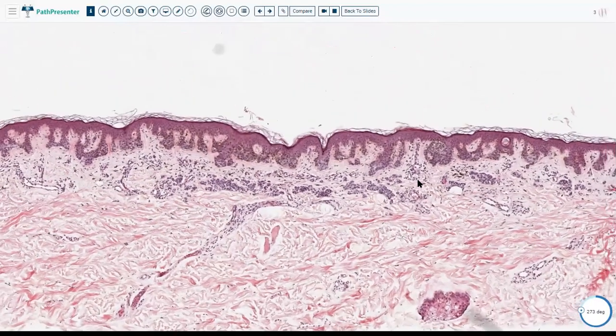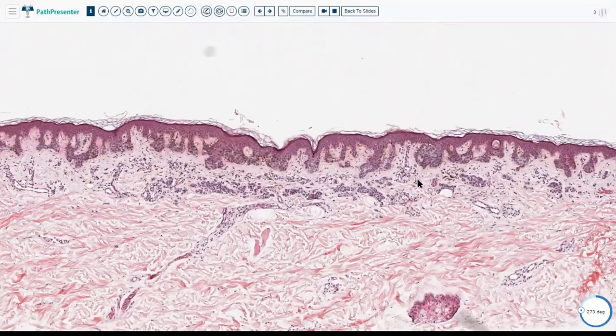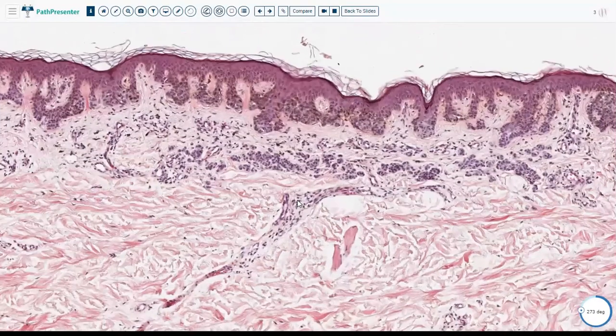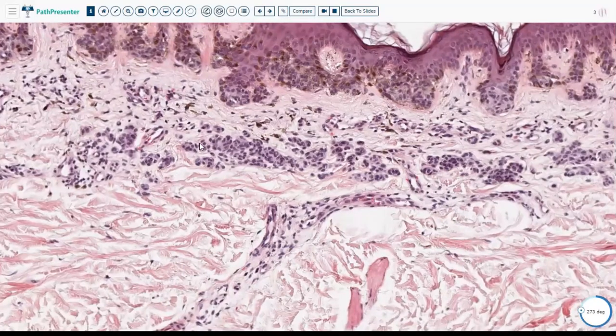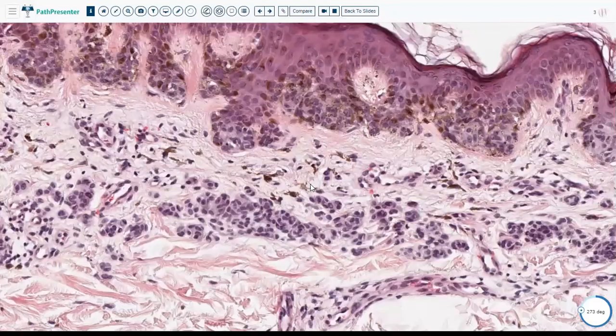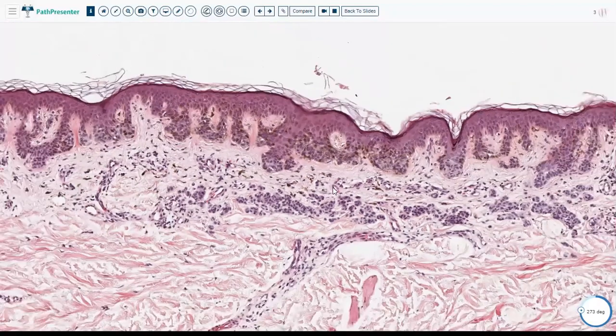Anyone? This would be a junctional nevus. So this is a junctional nevus, but there's some dermal component as well here. So you can see here melanocytes in the dermis as well. So this is a dysplastic nevus, or what they used to call before a Clark nevus.